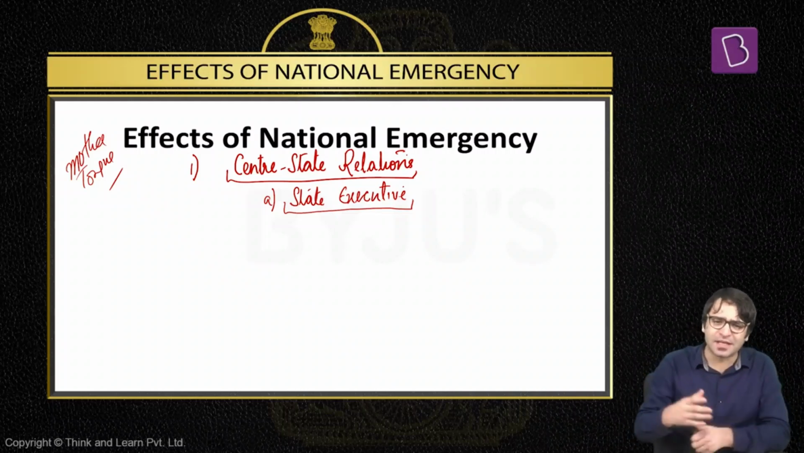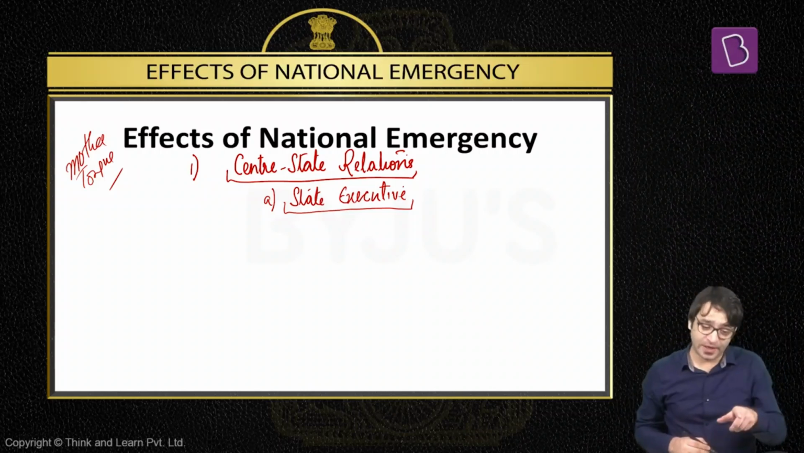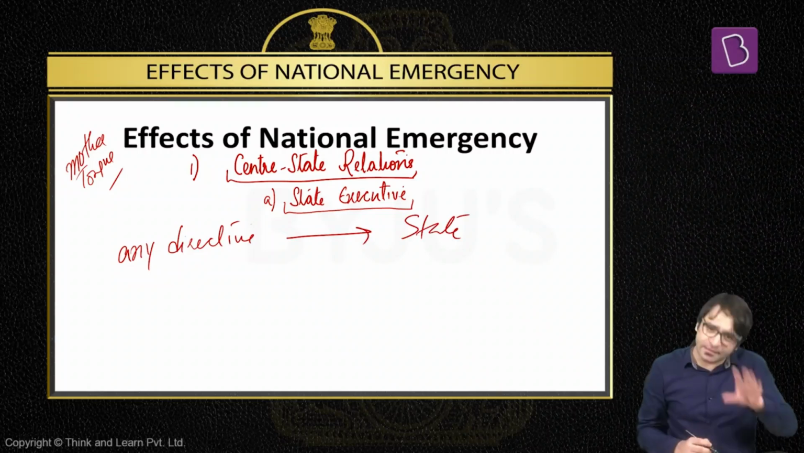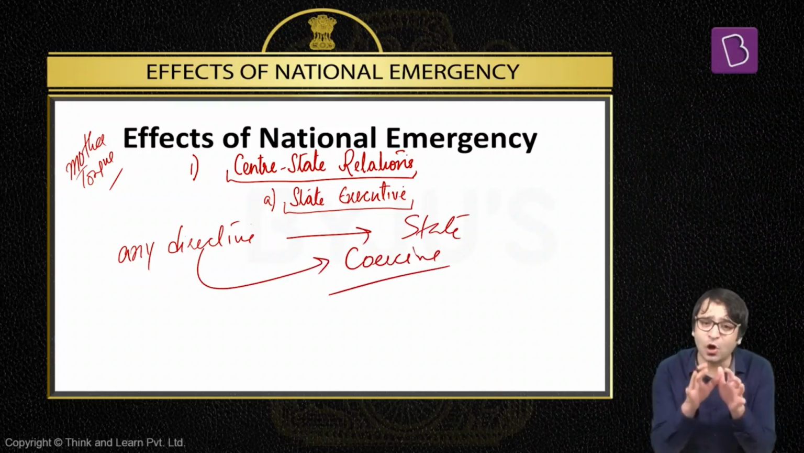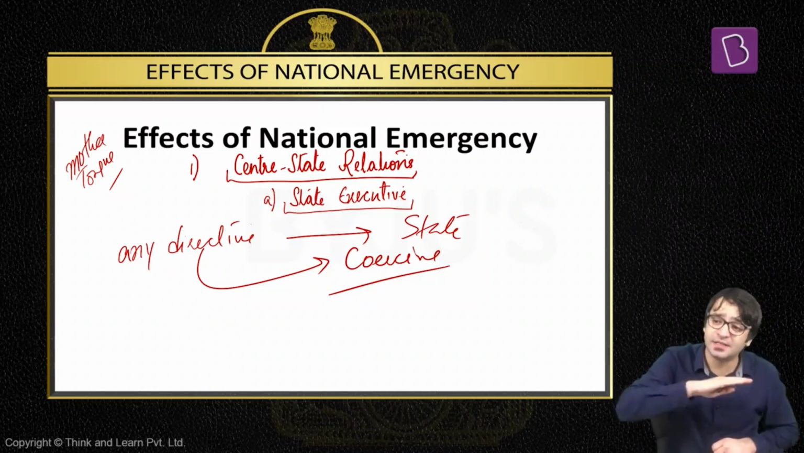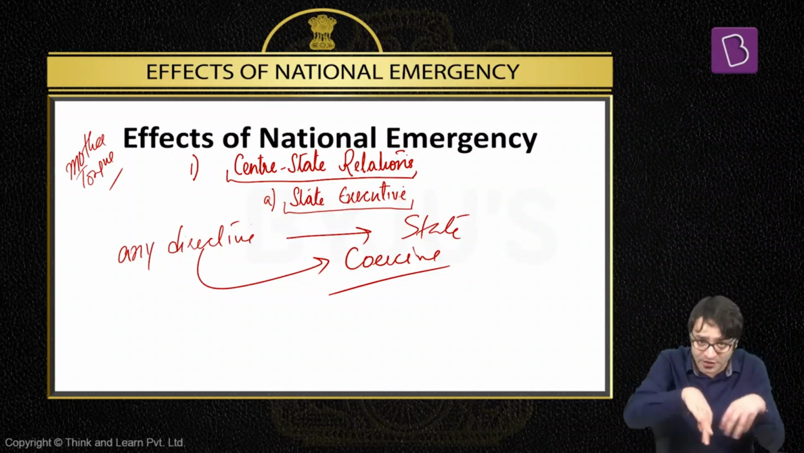That means in normal circumstances, there are few matters where the directive issued by the center to the state is binding on the state. But when it comes to national emergency, any directive can be issued by the center to a state. And all these directives are coercive in nature. When we say coercive, if the state government is not abiding by these directives, dismiss that state government. Wow. What is happening here? The entire federal system is collapsing or transforming into a unitary one.